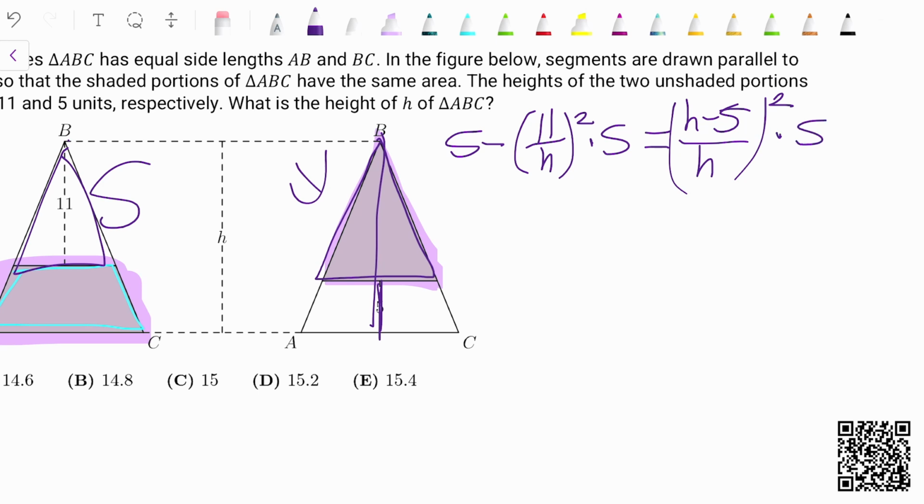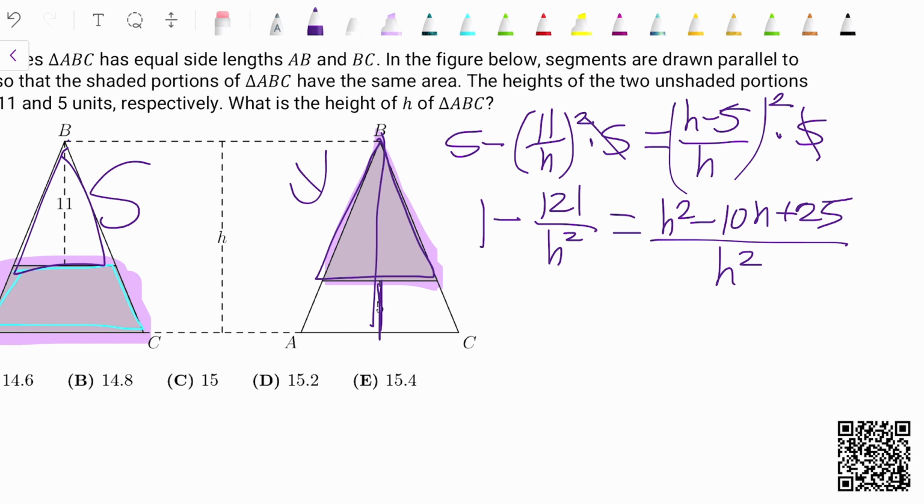So we have our equation now, and we just need to solve. Dividing both sides by S, we find that we have 1 minus, opening the parentheses to the square, 121 over h squared is equivalent to (h squared minus 10h plus 25) over h squared. Now that we've simplified the equation to this stage, we can multiply both sides by h squared, so that these two are gone, this is equivalent to h squared, then subtract h squared from both sides, so we have this.